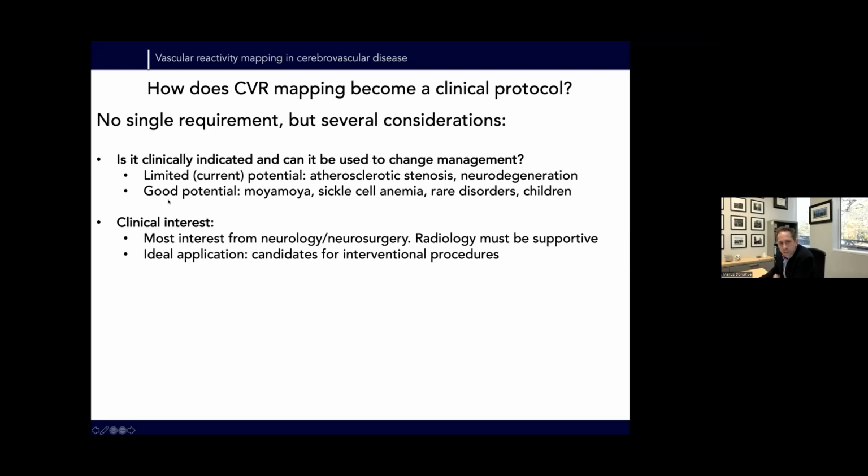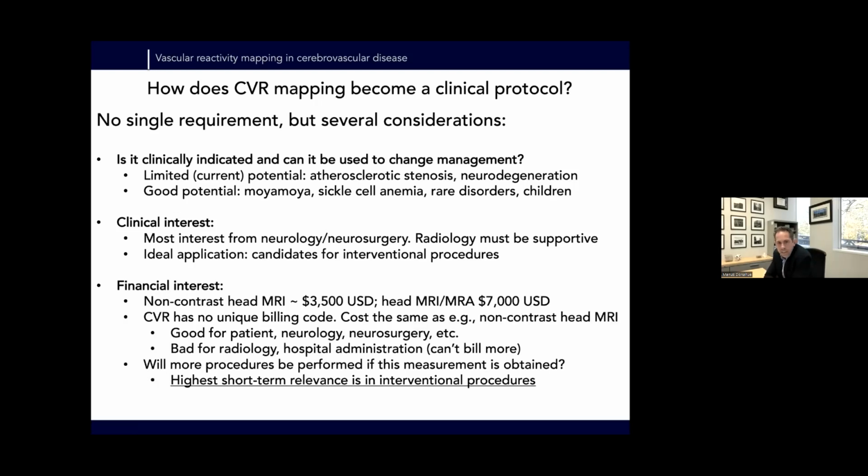Whereas you have good potential in some other conditions, and this isn't exhaustive, but things like moya, which I'll talk about, sickle cell, rare disorders where you don't know how to manage those patients, also children. And then to make it happen, you need clinical interest. And that interest doesn't necessarily need to be from radiology. It really needs to be from the referring clinicians, so people in neurology, neurosurgery that are managing these patients. And then again, you need ideal applications, potentially where the information that you're going to gain is going to be used to change the care for that patient. And I'll talk a little bit about that today.